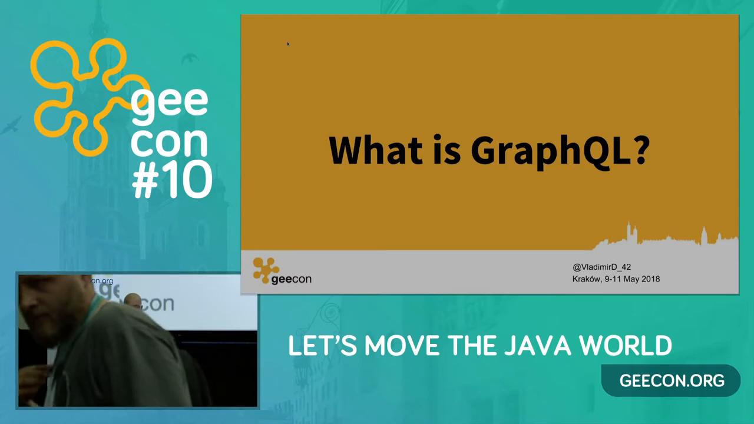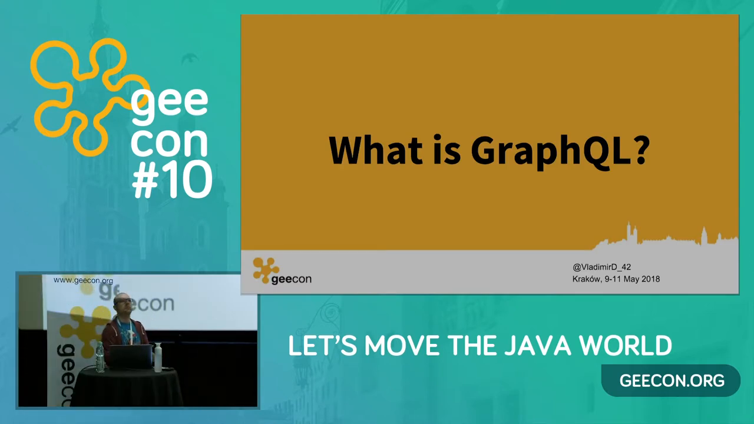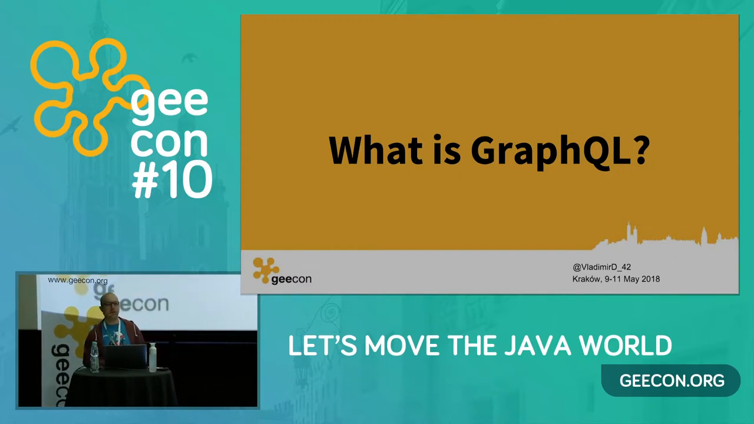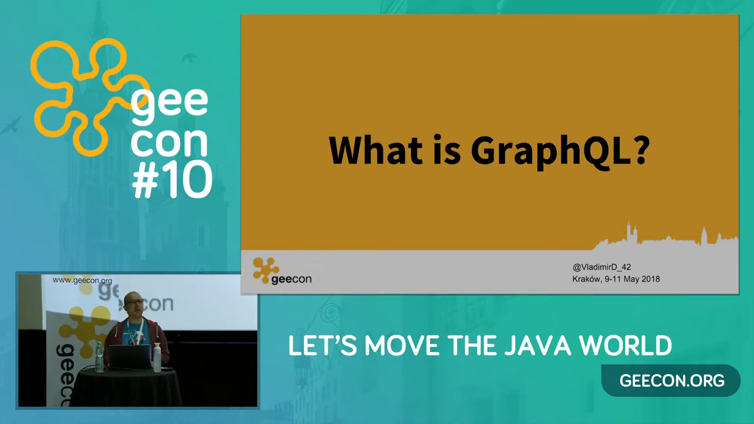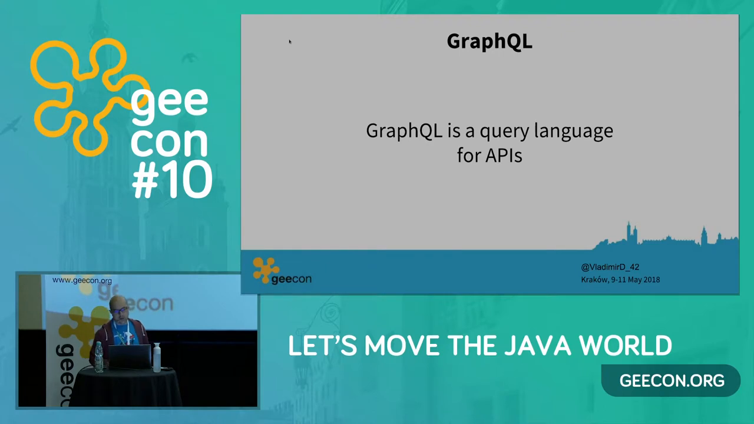So what is GraphQL? Some time ago, I also asked myself this question. And in that situation, I did what everybody else does: you go to Google, you type in GraphQL, and then you get all the useful information. So when I did it, I went to the official website of GraphQL, and this is what I read: GraphQL is a query language for APIs.